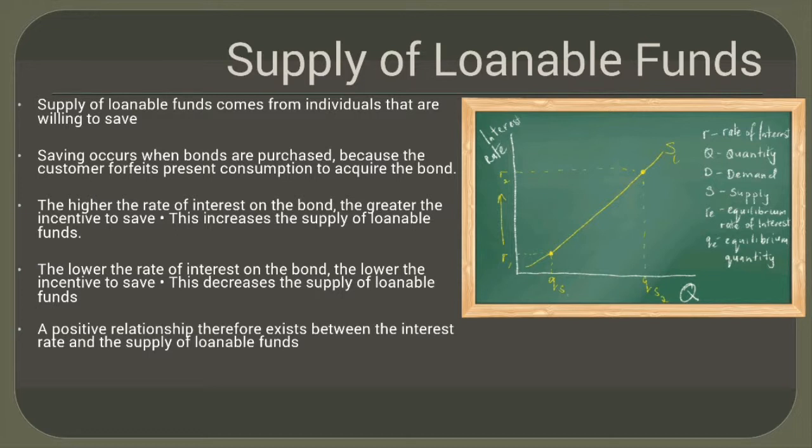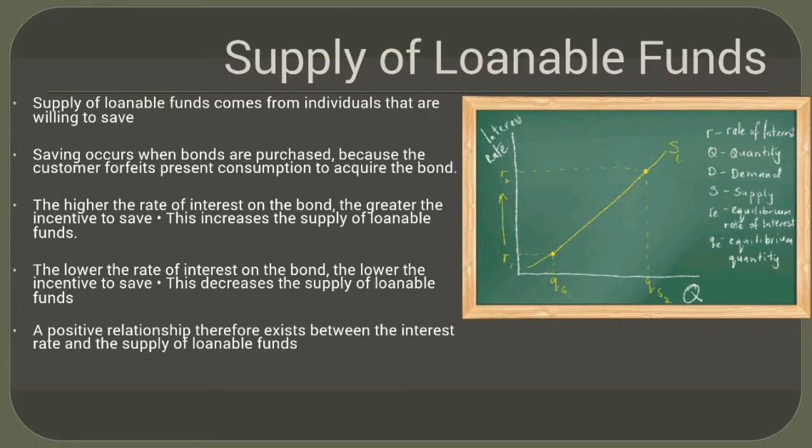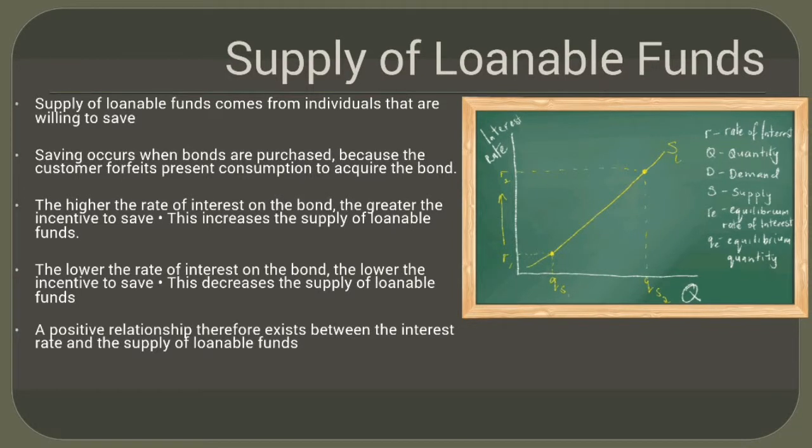As a result of this, households or individuals will purchase fewer bonds, therefore decreasing the supply of loanable funds. We can therefore conclude that a positive relationship exists between the rate of interest and the supply of loanable funds, meaning as the rate of interest goes up, the higher the incentive and therefore the greater the supply of loanable funds. However, as the rate of interest goes down, the lower the incentive and therefore the lower the supply of loanable funds. And we can see that here in this diagram.